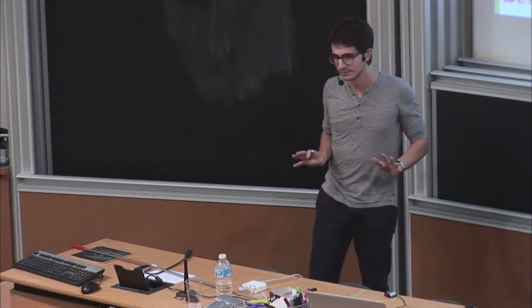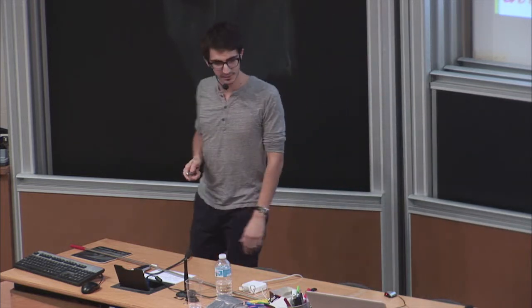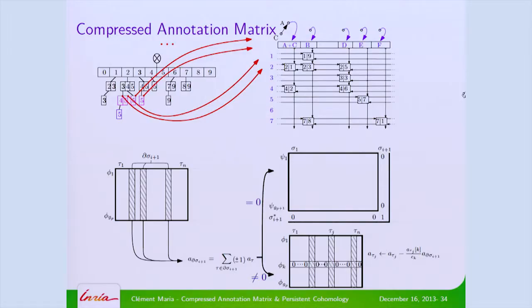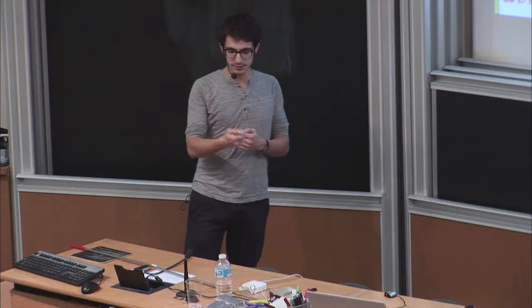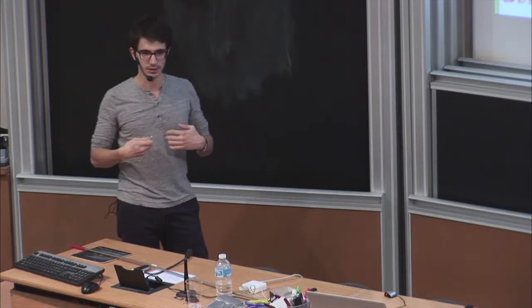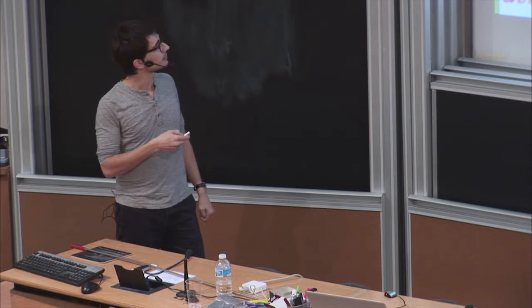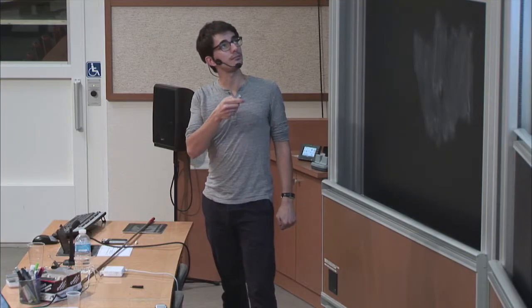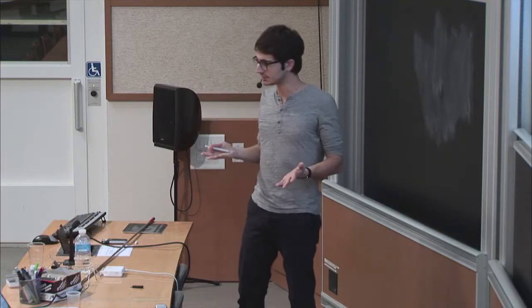All right, so let's sum up what we said. We have a simplicial complex. Here it's a simplex tree, and we have a compressed annotation matrix on the right. And here is the overview of the algorithm. You add a new simplex sigma i+1 in your complex. So you compute the boundary in your simplex tree data structure.